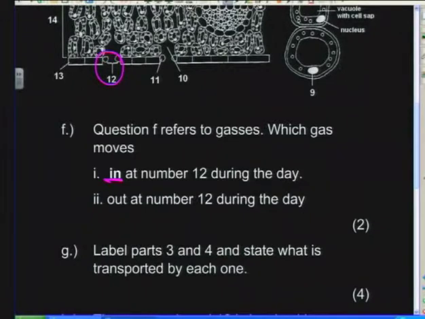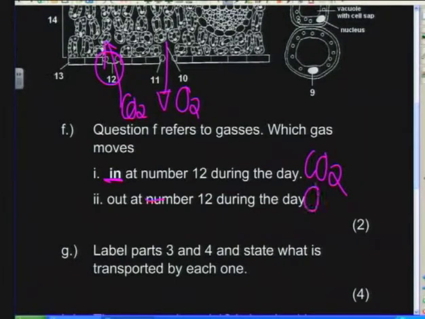So we breathe in oxygen and out carbon dioxide. What goes in? Carbon dioxide. What comes out? Oxygen. So what comes in at number 12 during the day? Carbon dioxide. What goes out during the day? Oxygen. It said gases. Please, you may not use water. It referred specifically to the gases.